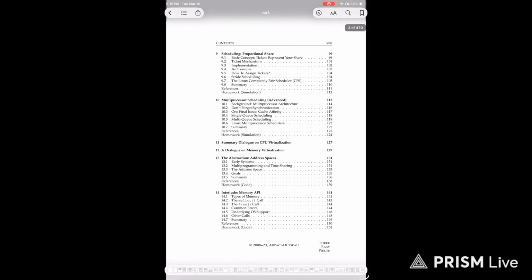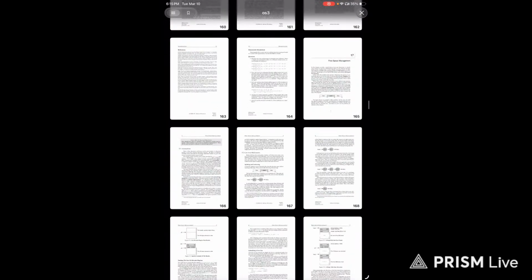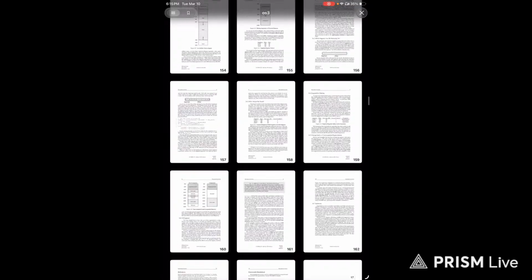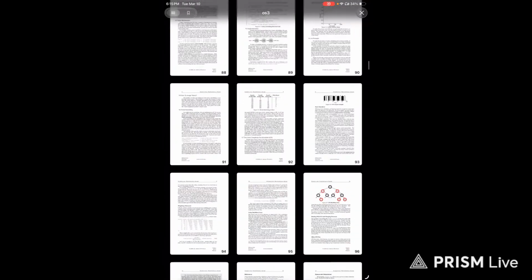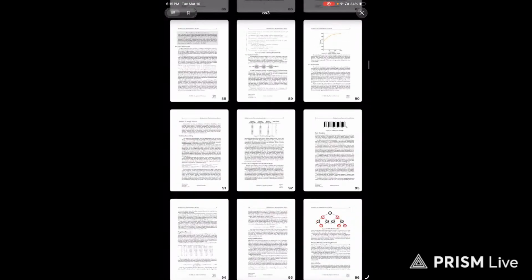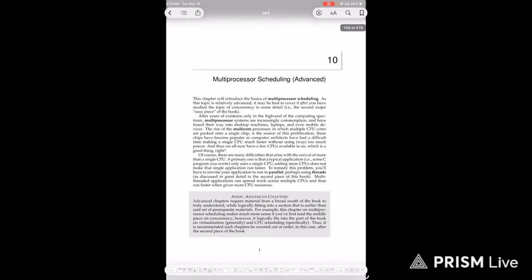The part we are starting is from chapter 10, which is multiprocessor scheduling, in advance. You should have a bit of knowledge about concurrency, and I will start from here. So we will try to complete it by today.